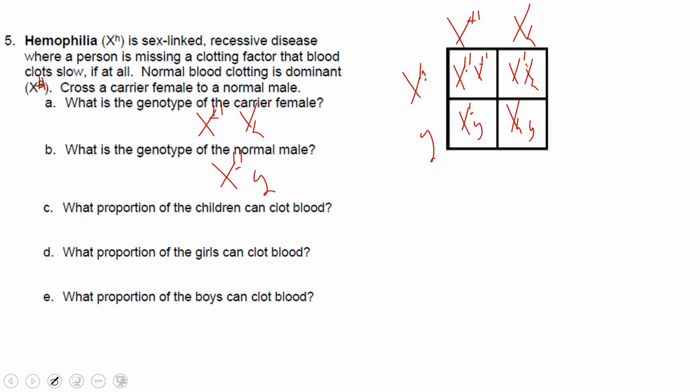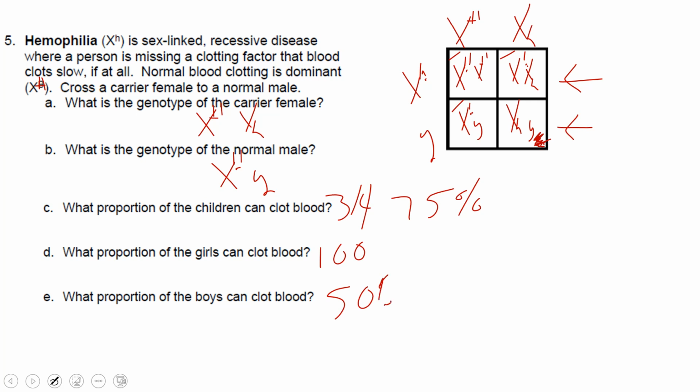And what portion of the children can clot blood? Okay, so this person can clot, this person can clot, this person can clot, this person's having a bad day. So, 3 out of 4, which again I'm perfectly happy with you giving me a fraction, that is the same thing as 75%. What proportion of just the girls can clot? These are my girls, both of them can clot, so 100%. What proportion of the boys? These are the boys, 1 out of 2, or 50% can clot.